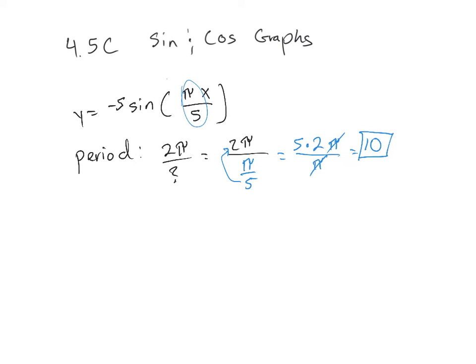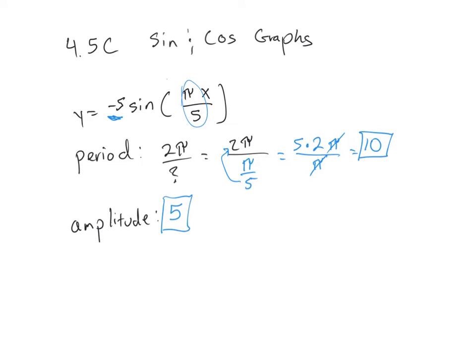What about the amplitude? Well, our amplitude here is just 5. Even though it's a negative 5, negative 5 is a reflection, not an amplitude. The amplitude is just an amount, and it's a positive amount. So in this case, our amplitude is just 5. Okay?